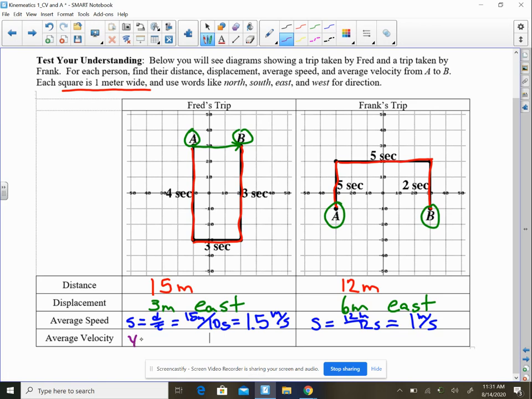So for velocity, velocity is displacement over time. And so if we look at displacement, well, he traveled 3 meters east. And how long did it take him to travel 3 meters to the east? 10 seconds. And so if we look at the average velocity, Fred traveled 0.3 meters per second to the east.